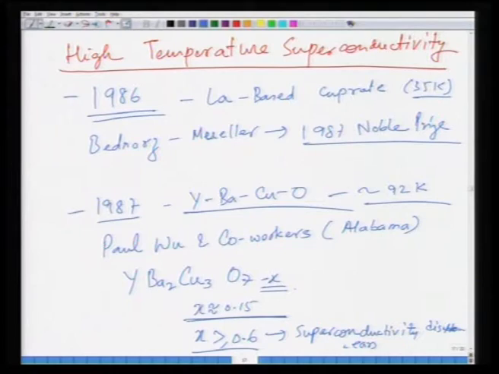Following these discoveries, a flurry of activity took place on understanding the physics of these materials, how the superconductivity takes place, etc. Many attempts have been made to understand the physics of these materials. However, unfortunately, there is no consensus on how the superconductivity occurs in these materials. They are typically type 2 superconductors, but the physics of these materials is not known.